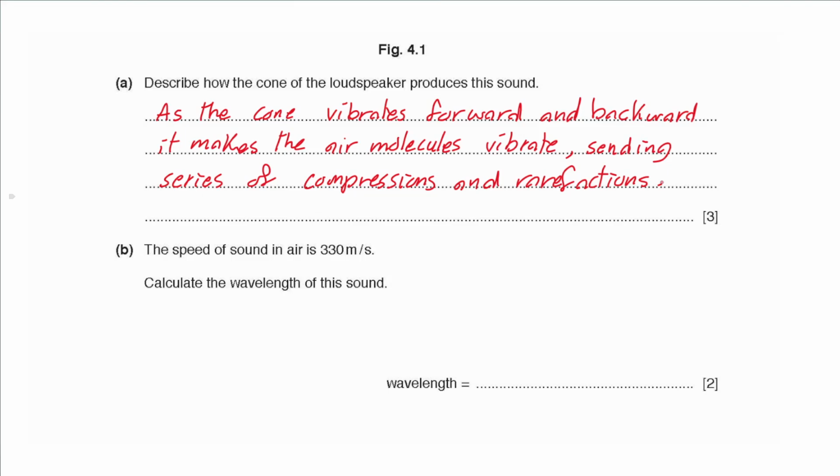Part B says the speed of sound in air is 330 meters per second. Calculate the wavelength of this sound. We have wavelength is equal to the speed divided by the frequency. Substituting, we have 330 divided by 15,000 Hertz. That gives an answer of 0.022 meter.